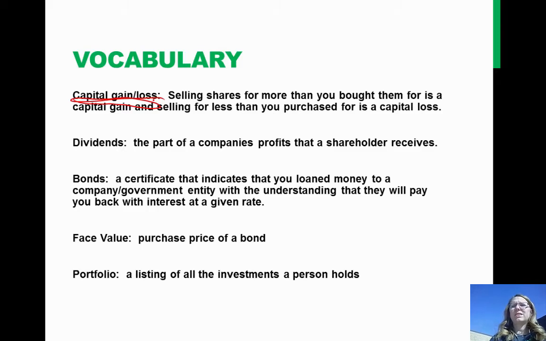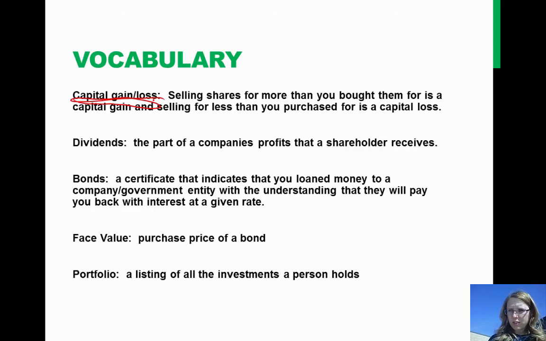So if we sell it for more, the government will tax us for whatever we earned in addition to what we bought it for. A dividend is a part of the company's profits that each shareholder receives. So you'll get reports every once in a while, and they'll say, oh, you got this dividend because we earned so much, and each of the shareholders receive that.